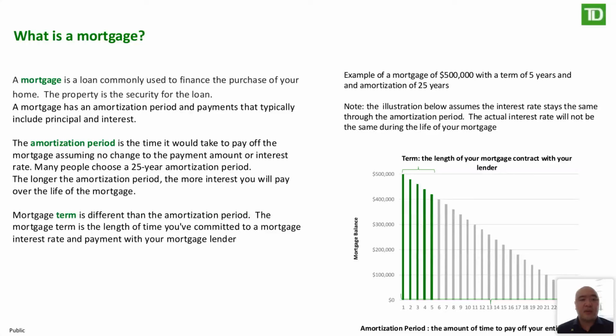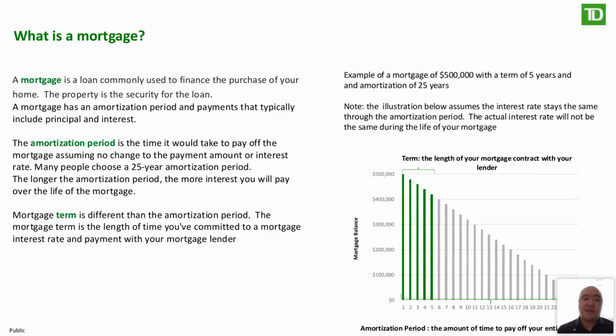An important thing to discern between is the amortization period and the mortgage term. Very commonly, these terms are mixed up. So the amortization period is the time it would take to pay off the whole mortgage, whereas the mortgage term is the amount of time that your mortgage or loan contract is signed for initially, right?